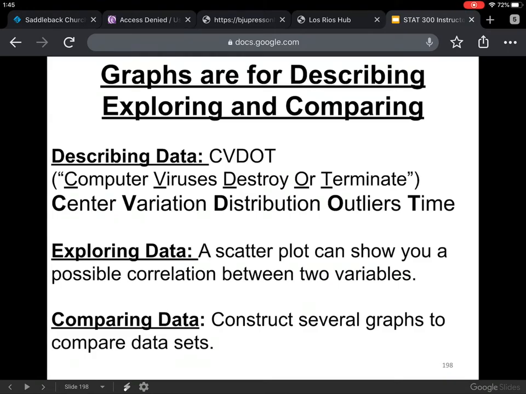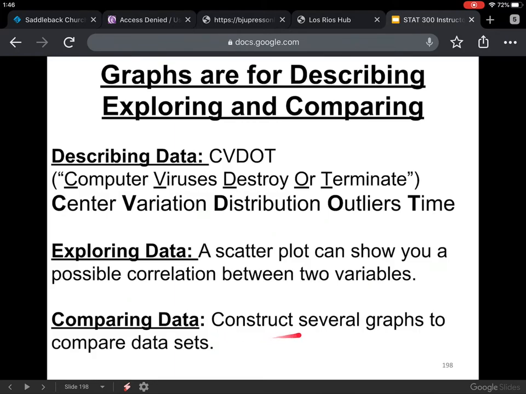Really quickly at the end here, we're going to take a look at CVDOT again. It's very important. So we looked at describing data, important characteristics: the center, the variation, the distribution, the outliers, and the time are what we are interested in data. We like to explore data, and so a lot of times when, for instance, we do a scatter plot, that can show you possible correlations between two variables. Are they related? And maybe one is causing the other, but not necessarily, right?